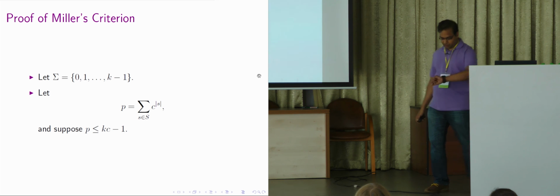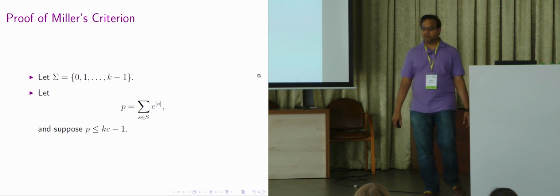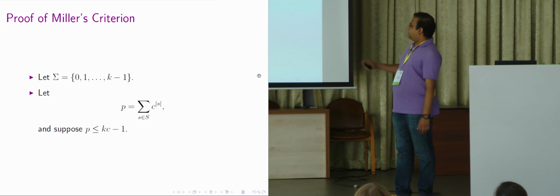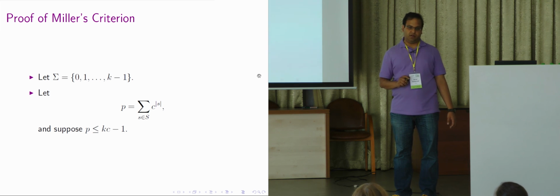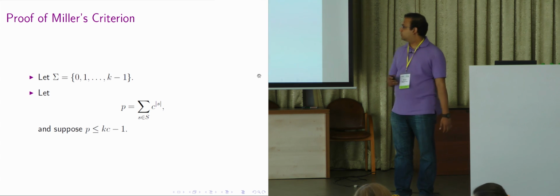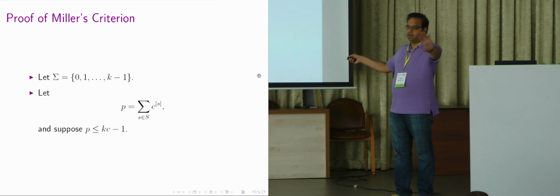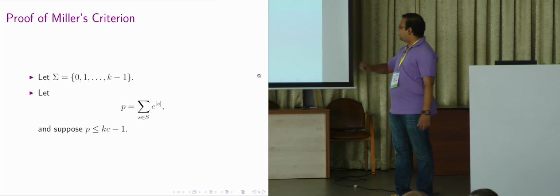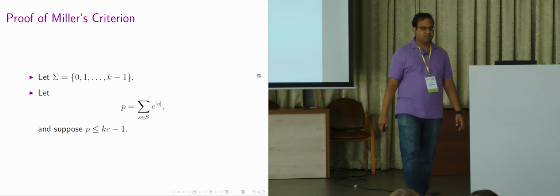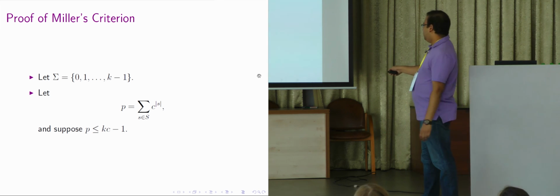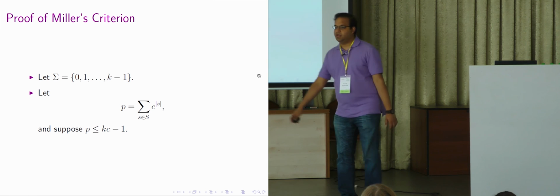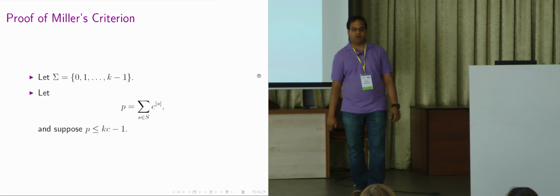Okay, so here's how the proof goes. I have a k-letter alphabet. Let's use the letters 0 up to k minus 1. Let's call the sum that appeared on the left-hand side of the inequality p. And suppose the inequality holds: p is less than k times c minus 1.